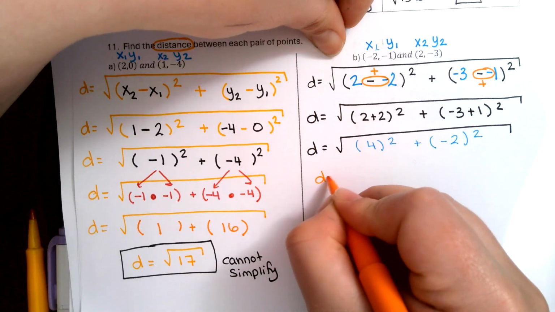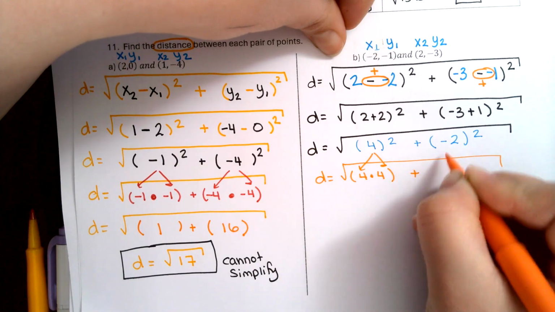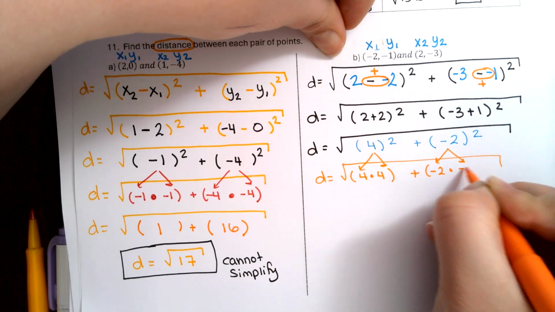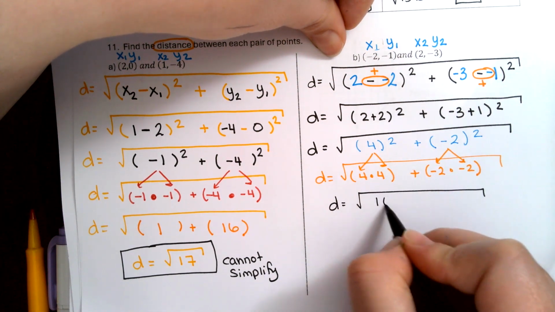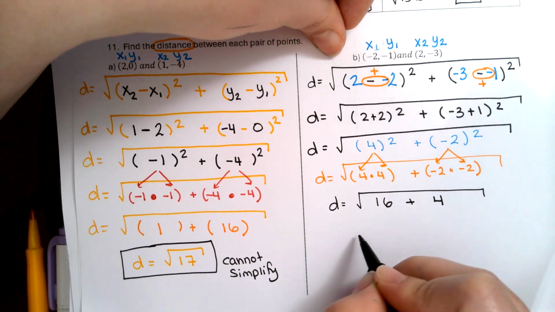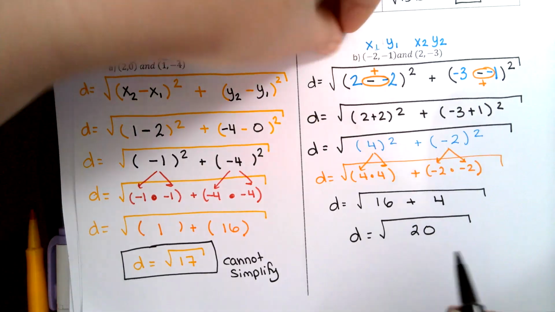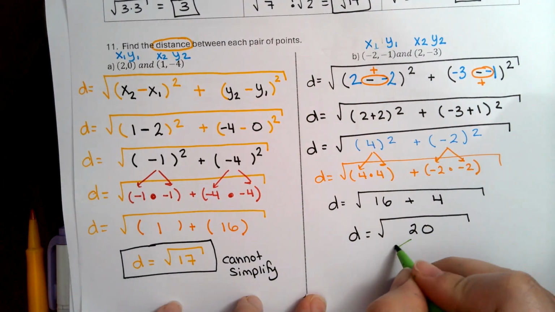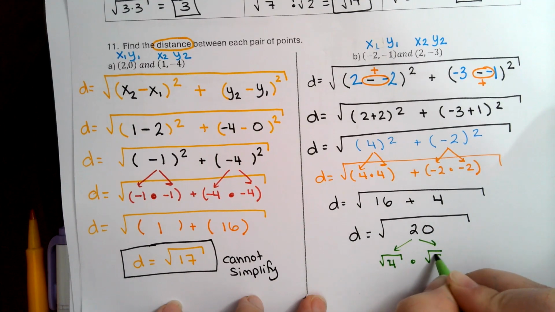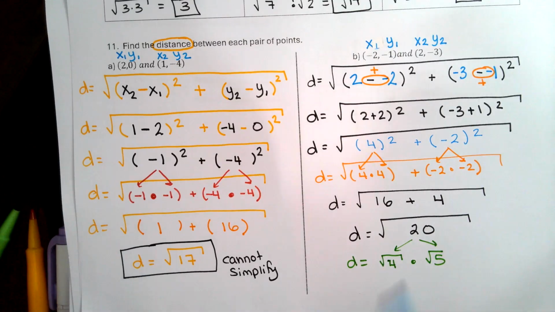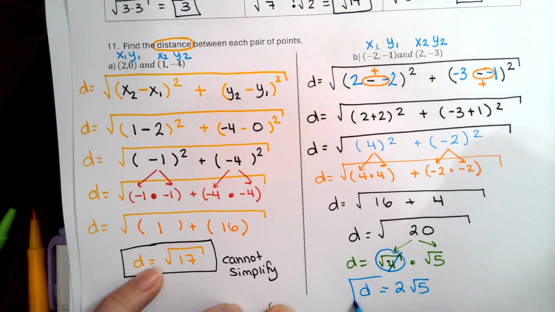Expand. So we get 4 times 4 here and negative 2 times negative 2 here. 4 times 4 is 16 and 2 times 2 is 4. Add these, 16 plus 4, well, that's 20. And this is where you do need to simplify because we can split up 20 into 4 times 5. And we need to know that the square root of 4 is 2. So we're going to have 2 root 5 as our answer.